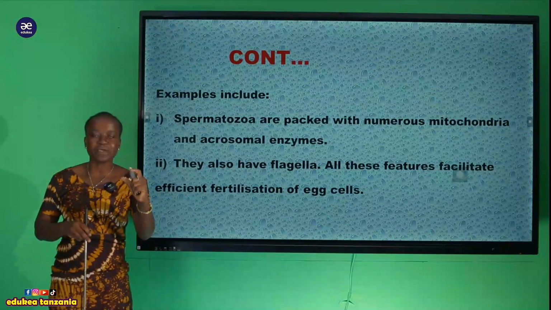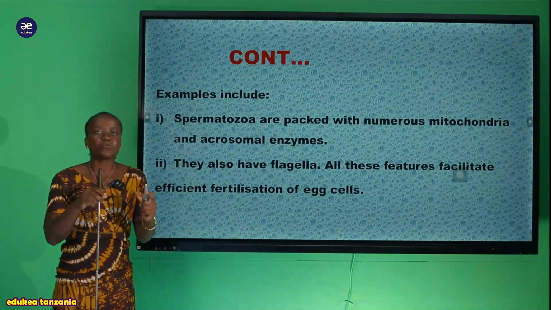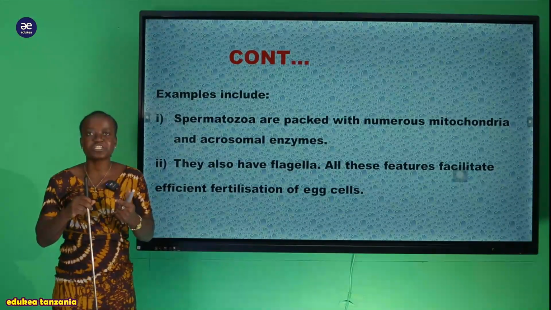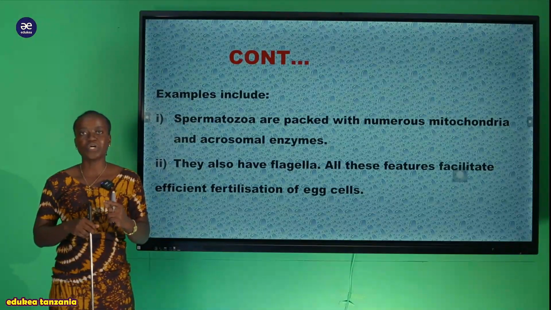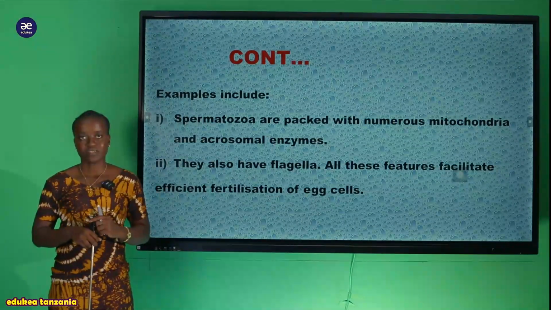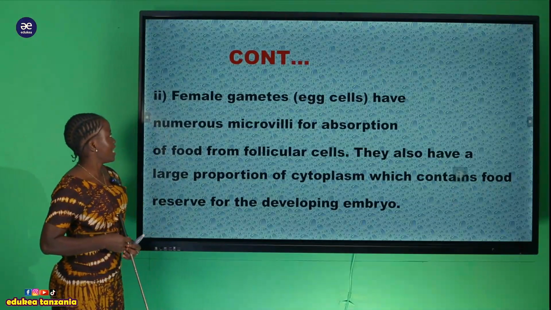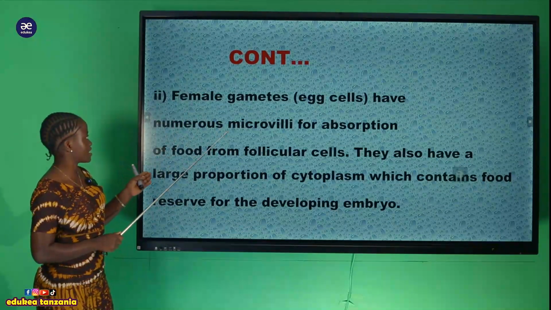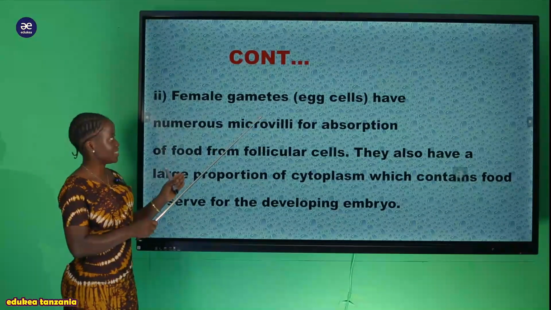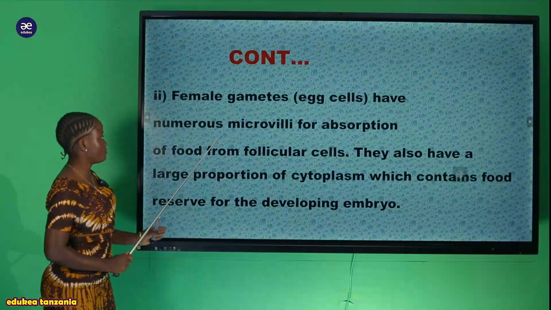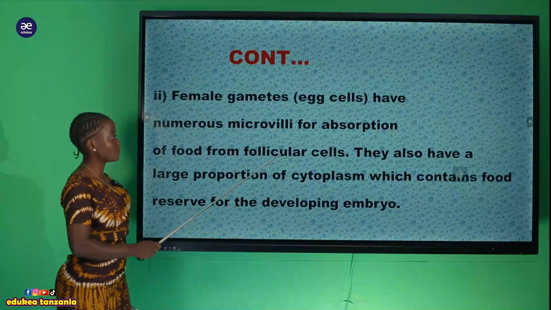Cell inakuwa more special to perform its function, so that different kinds of material are equipped to enhance the efficiency of that work to be performed in a good way. And another thing here, you can see another example. Remember we're discussing the example. So the female gametes, that is the egg cells, have numerous microvilli for absorption of food from follicular cells.